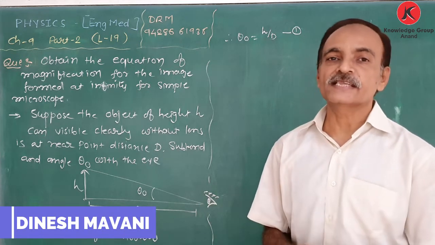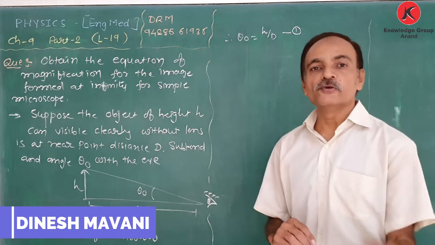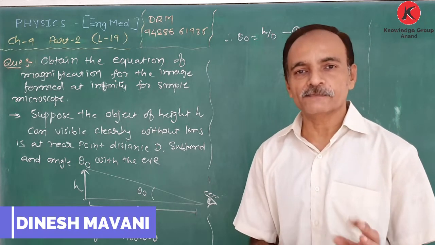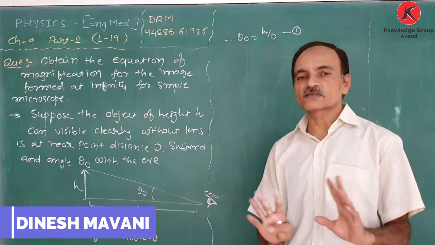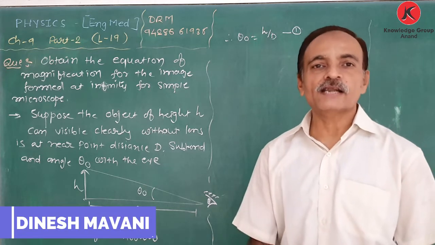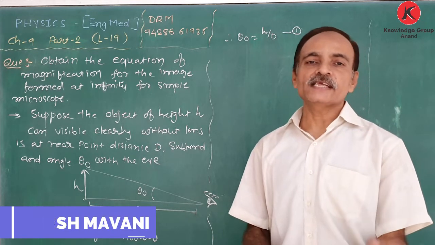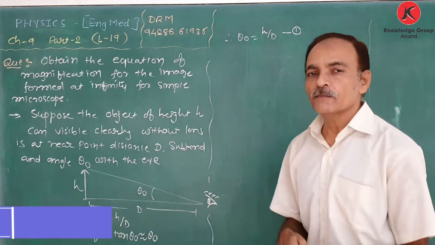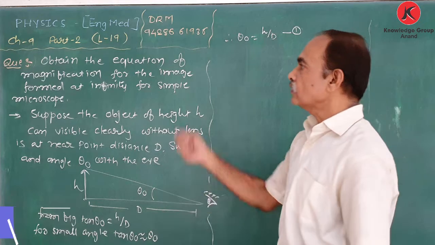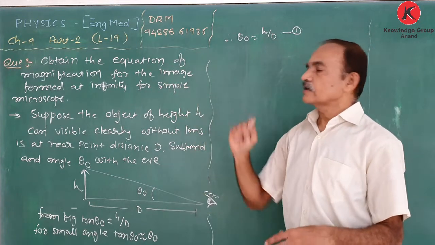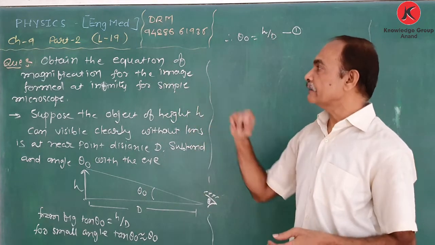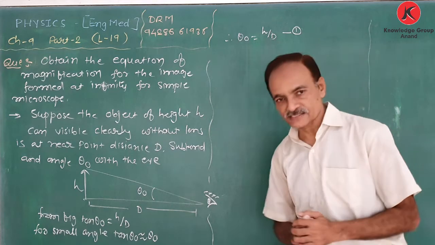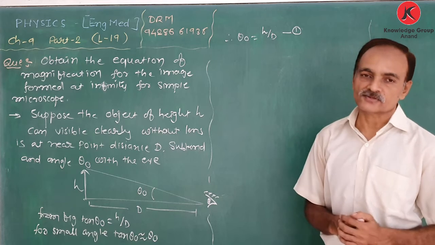So that is known as the near point distance, and for the human eye the normal near point distance D is approximately 25 centimeter. If it is not given in an example and we want a numerical value, take capital D equal to 25 centimeter. That is the near point distance. Now today we are going to obtain the equation of magnification for the image formed at infinite distance for a simple microscope.